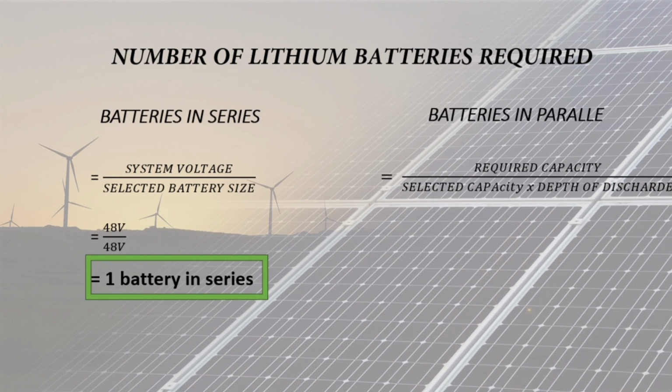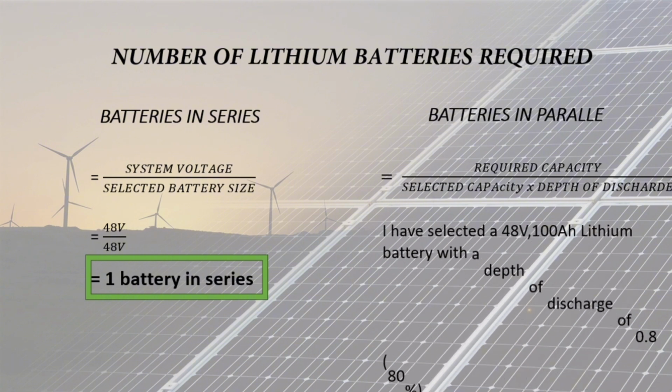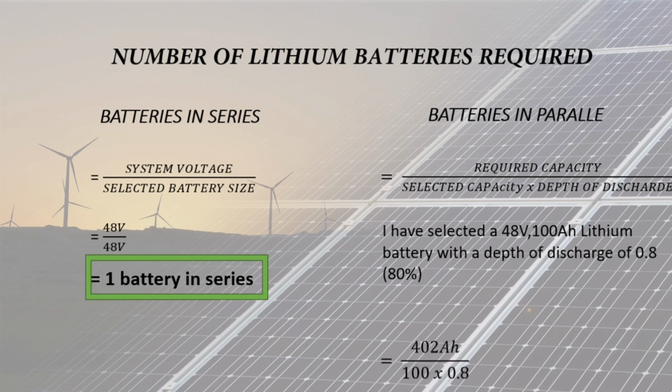or the DOD. So let's say, for example, we have selected a 48 volts 100 Ah lithium battery with a depth of discharge of 80% as stated in the question. So number of batteries in parallel will be 402 Ah over 100 multiplied by 0.8. We will get 5 batteries that are connected in parallel.